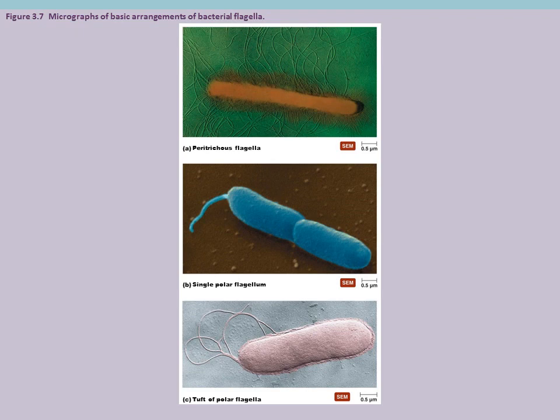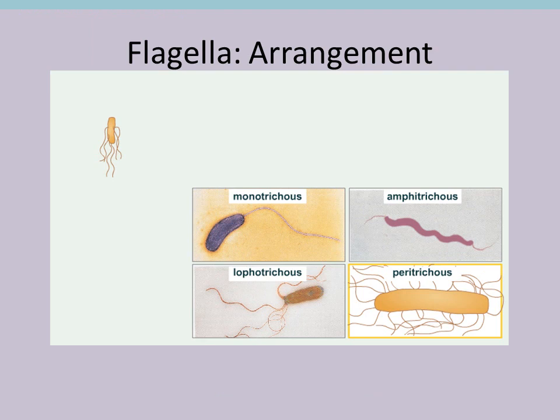Some may have a single flagella just on one end. Some may have multiple flagella, but they all originate from the same spot, and it's usually just on the end, and you may have like 2 or 3 extending from one spot. So if it's one flagella on the end, it's called monotrichous. You can have different terms for this.